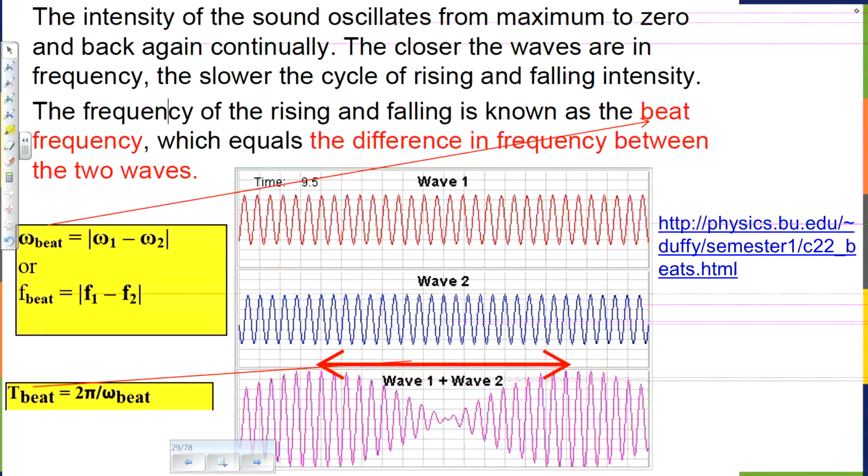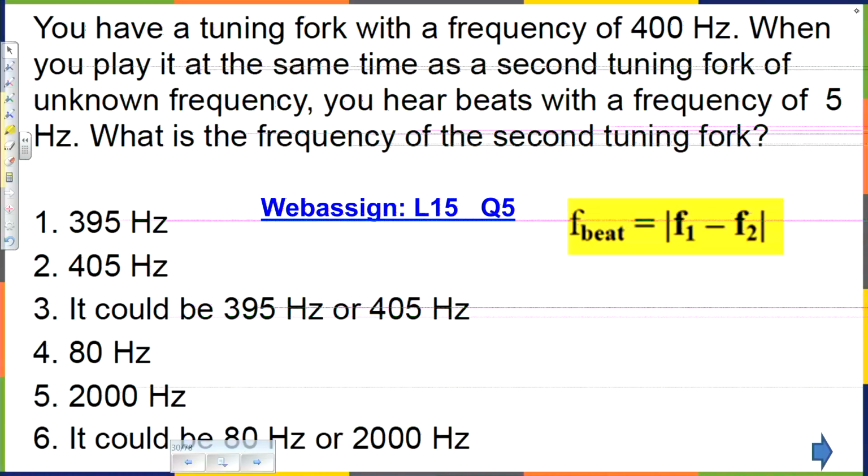All right, so beats. If we calculate the difference between the frequency of the first wave and the frequency of the second wave, that's what we actually get for the frequency of the beats. And 2 pi over the angular frequency gives the period. So we have an example.